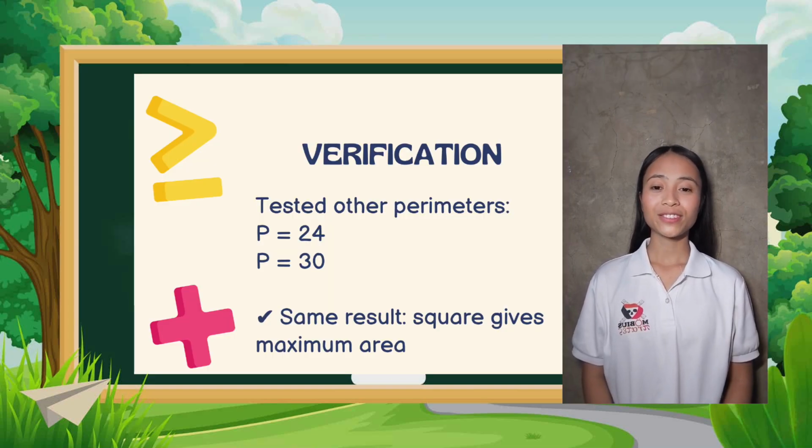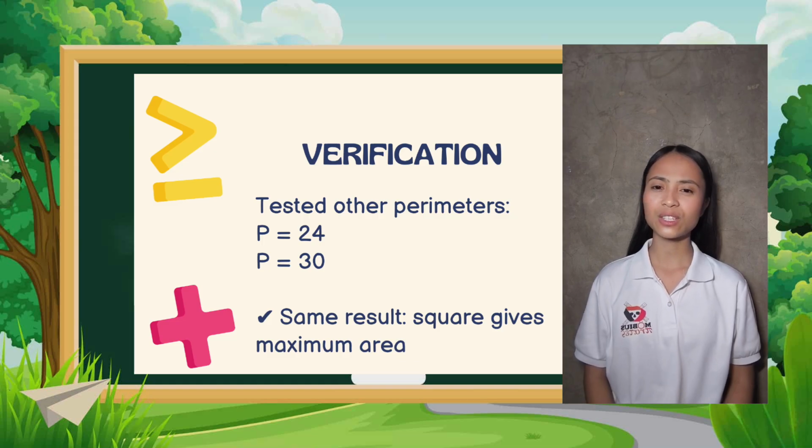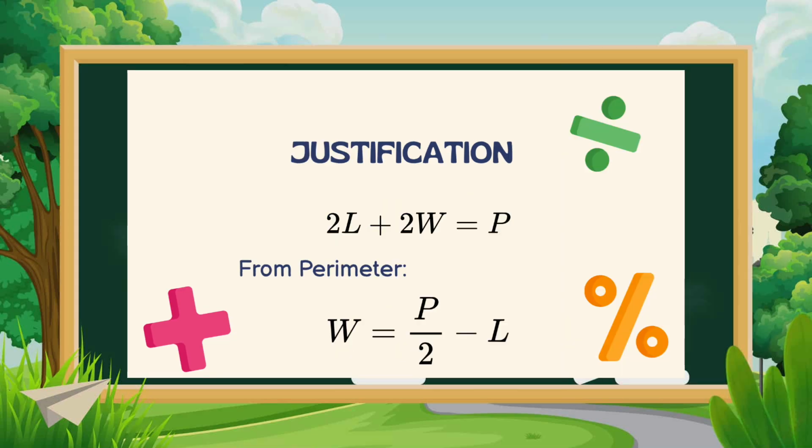To ensure our conjecture wasn't just a coincidence for perimeter equals 20, we perform verification using other perimeters like P equals 24 and P equals 30. For perimeter equals 24, a 6 by 6 square, or an area of 36, still beats a 10 by 2 rectangle, area equals 20. This consistent result across multiple test cases strengthens our hypothesis that the square is the optimal shape for area maximization.